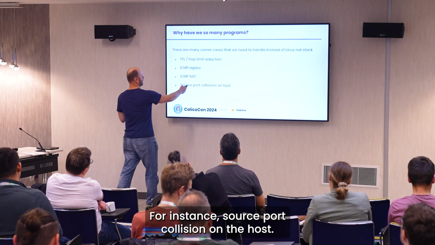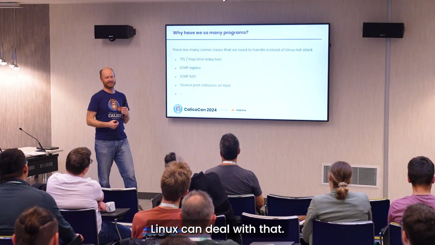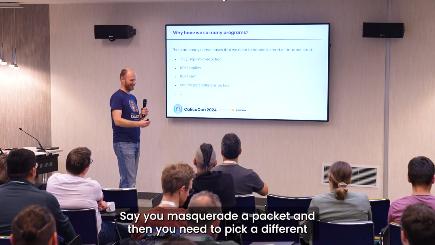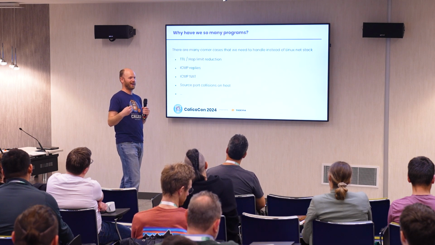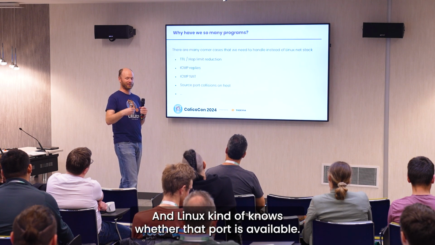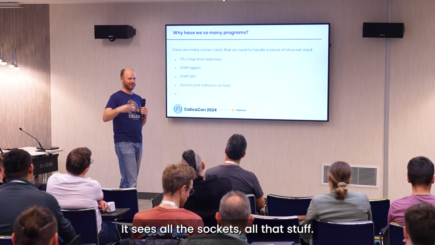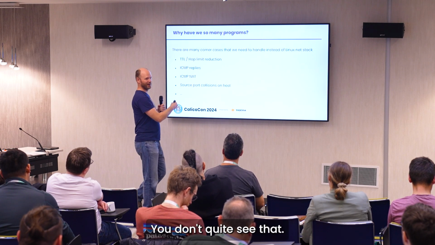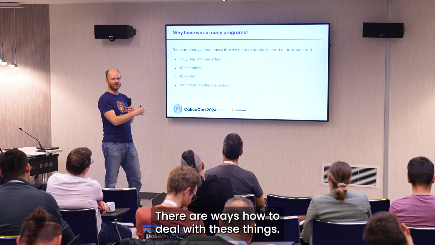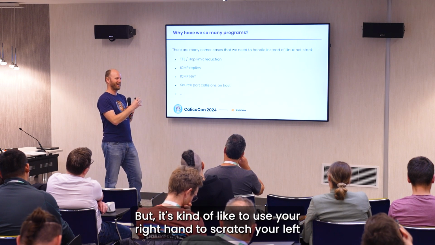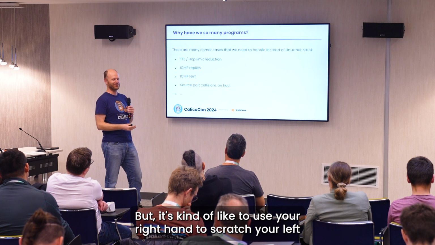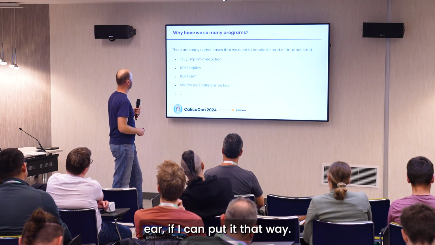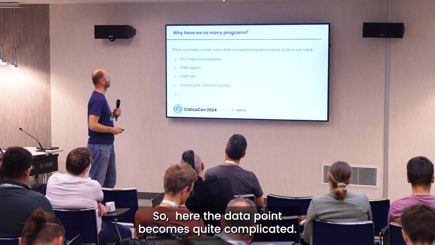For instance, source port collision on the host. Linux can deal with that. Say you masquerade a packet, and then you need to pick a different source and different port. And Linux knows whether that port is available, right? It sees all the sockets, all that stuff. In eBPF, you don't quite see that. There are ways to deal with these things, but it's like using your right hand to scratch your left ear, if I can put it that way. Simply, it's not straightforward.